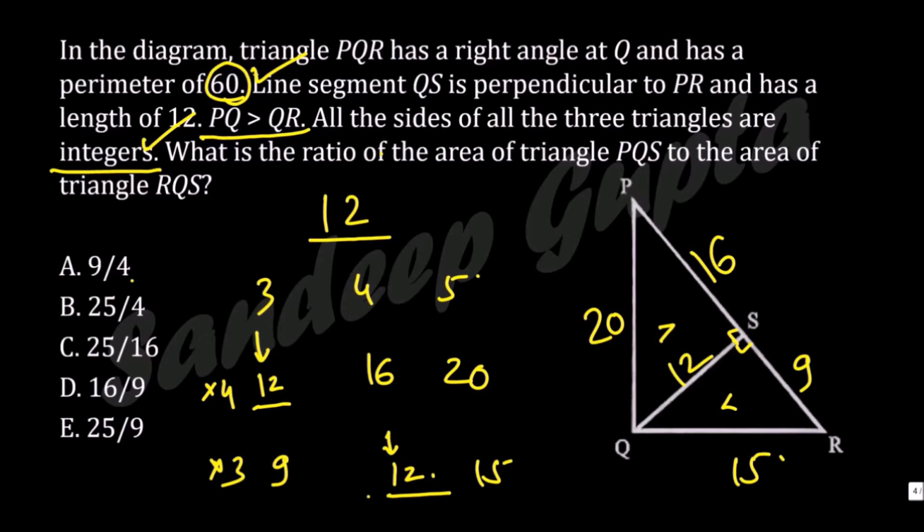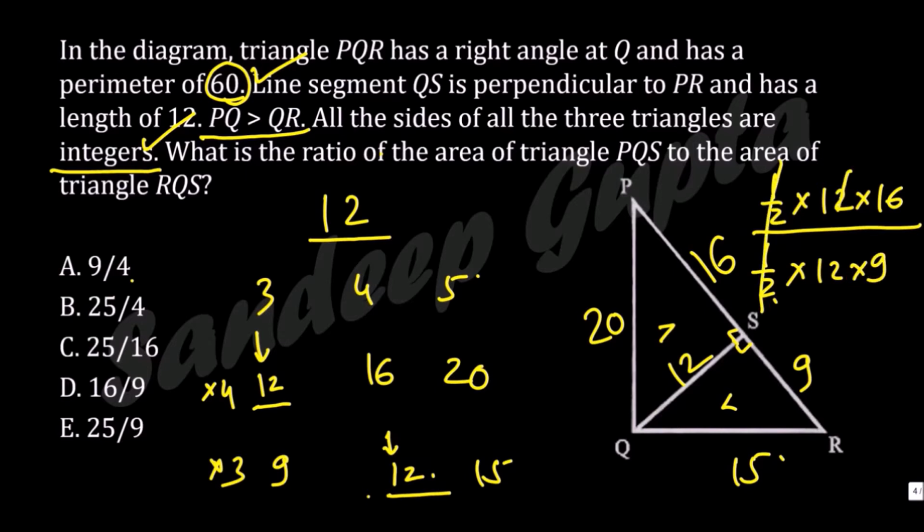Now, what will be the area of two right angle triangles? Obviously, area is half base into height. So half of 12 into 16, this is the area of this triangle, and half of base into height, 12 into 9, this is the area of this triangle. So half will cancel, 12 will cancel, and the answer will come out 16 divided by 9. That is answer D here.